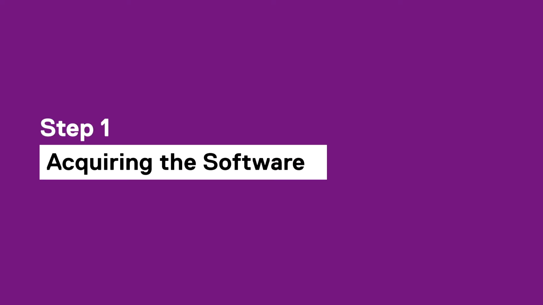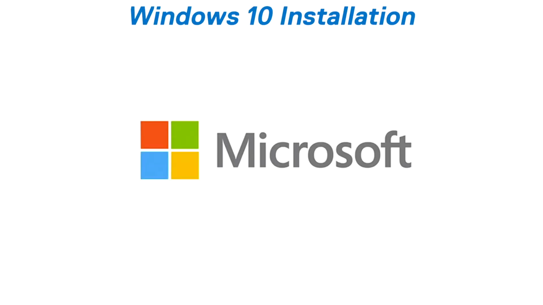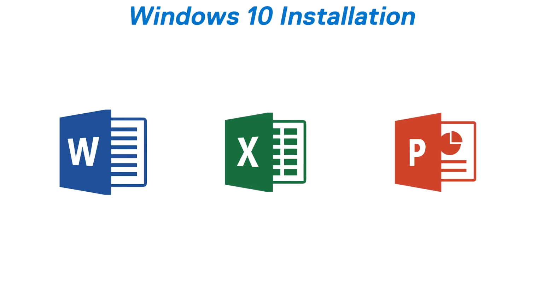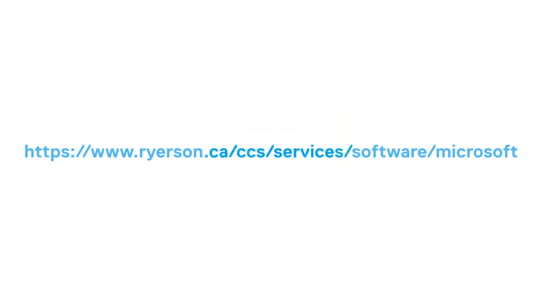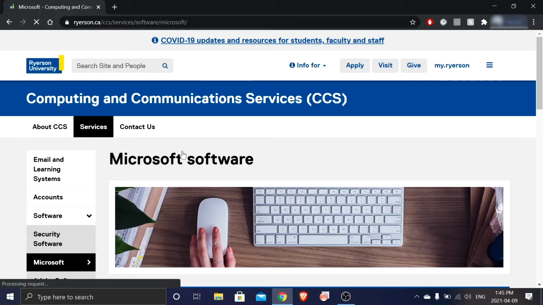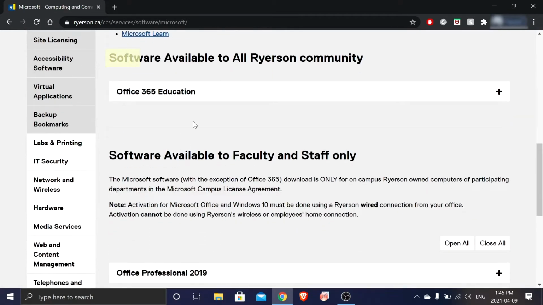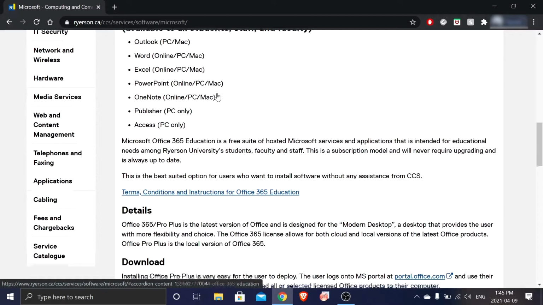Step 1. Acquiring and installing Microsoft software through Ryerson. If you do not have any Microsoft software, such as Word, Excel, PowerPoint, you can acquire it from Ryerson using the following link. Once you land on this page, navigate to the subheading Software Available to All Ryerson Community. Then click Expand Office 365 Education.